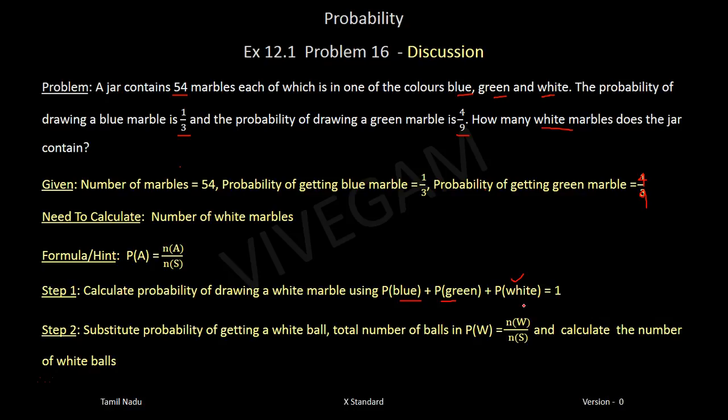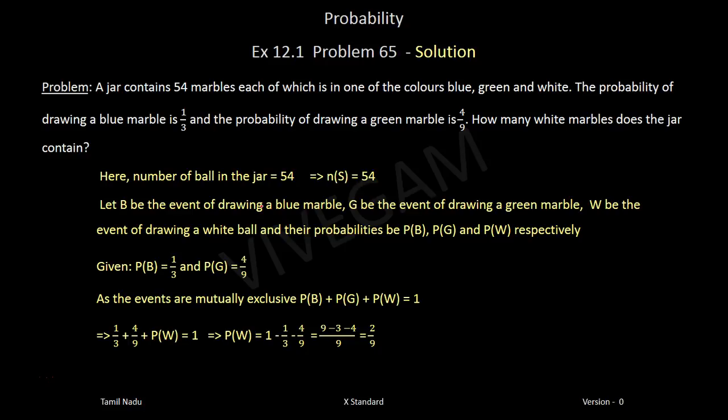Once you know white, what is the formula for probability of white? Probability of white equals N of W divided by N of S. What is N of W? The number of white balls. N of S, the total number of balls. In this case, we know this, we know this, so from which N of W can be calculated. Right? Easy. So let's get into the solution. Here the number of balls in the jar equals 54.